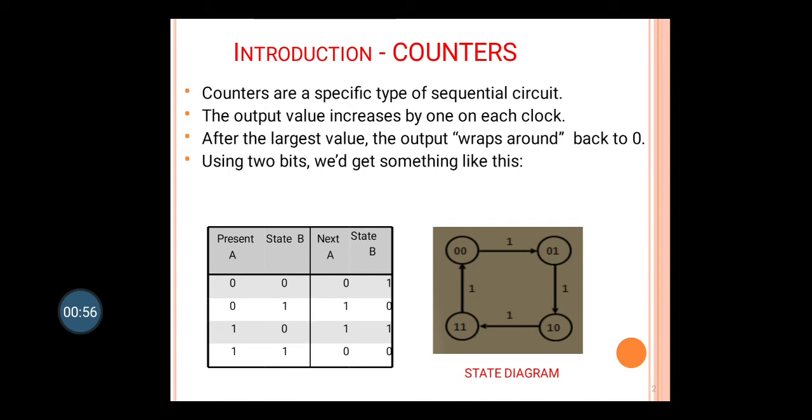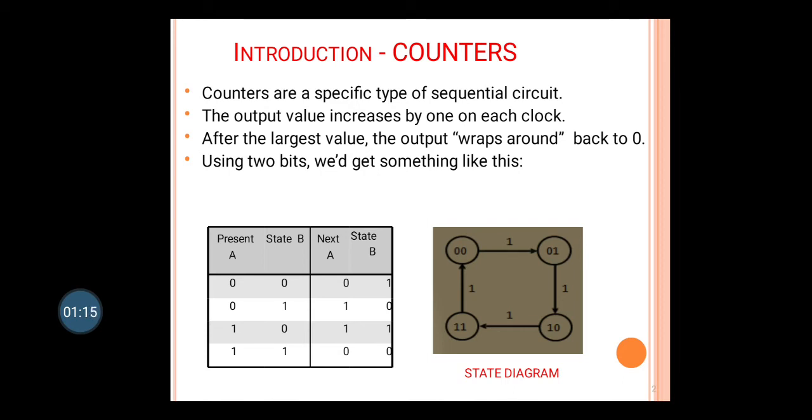So what does the counter cover? Initially the output will be 0 0 for two outputs. Then next will be 0 1, shown by the next arrow. Then 1 0, then 1 1, and again it will come to the initial state. That is a counter, and it is called a state diagram.